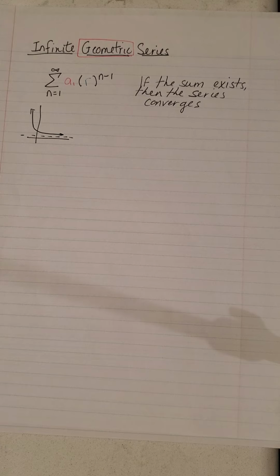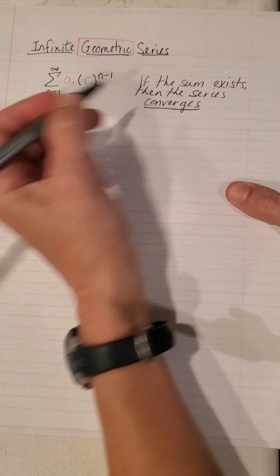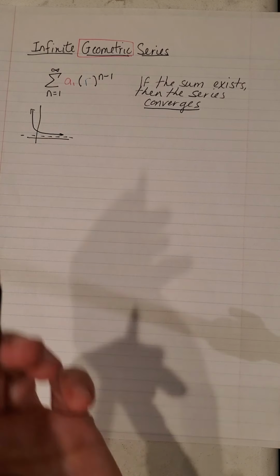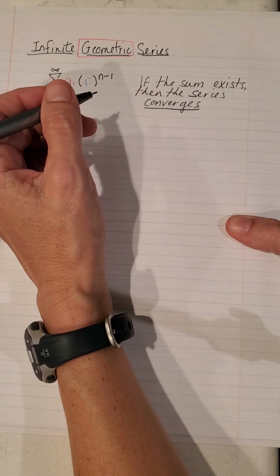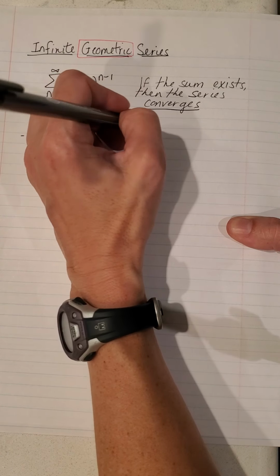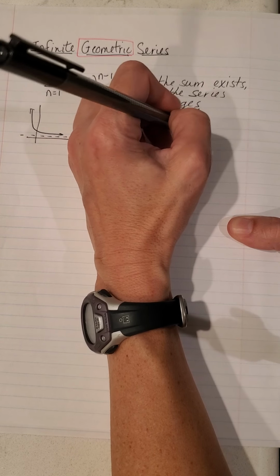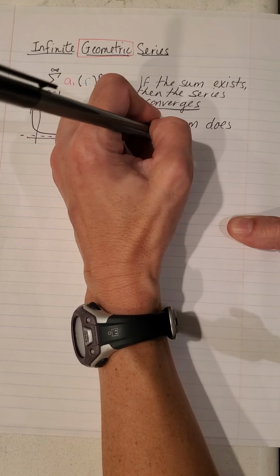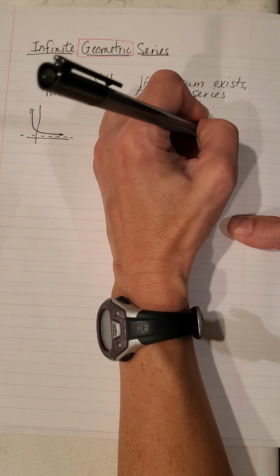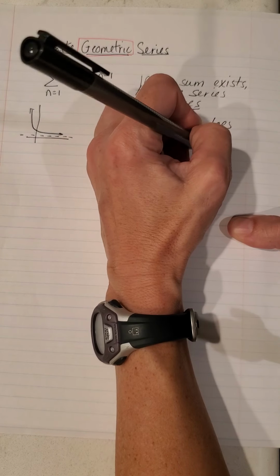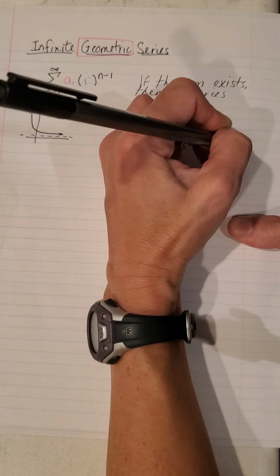And in your work, you're going to be looking to see if it converges or not. And the way that you know is if the infinite sum doesn't exist, then you say that the series diverges. So I say if the sum does not exist, then the series diverges.